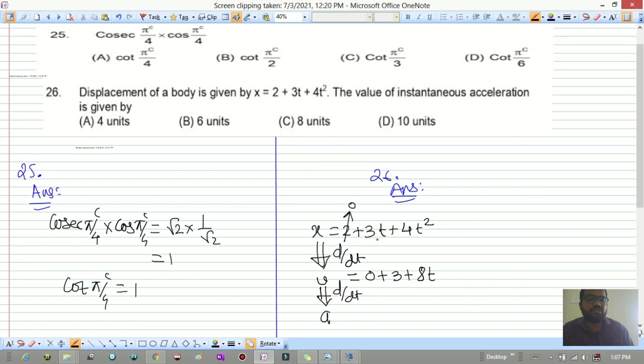Constant differentiation 0, 3t differentiation 1, t square differentiation 2t. So 2 into 4, 8t. Likewise, if you differentiate one more time, 3 differentiation 0 again, plus 8t differentiation 8. So we have 8 unit meter per second squared. So as you can see, 26, 8 unit is the correct option.